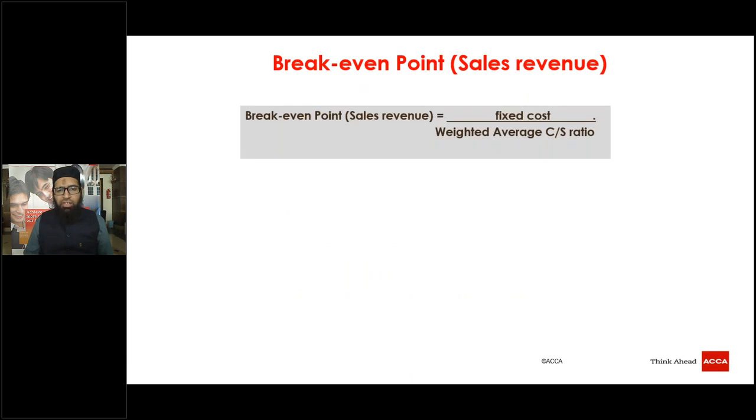Now, as far as sales revenue is concerned, we will calculate the break-even point in sales revenue by fixed cost divided by the weighted average CS ratio. Fixed cost divided by weighted average CS ratio.